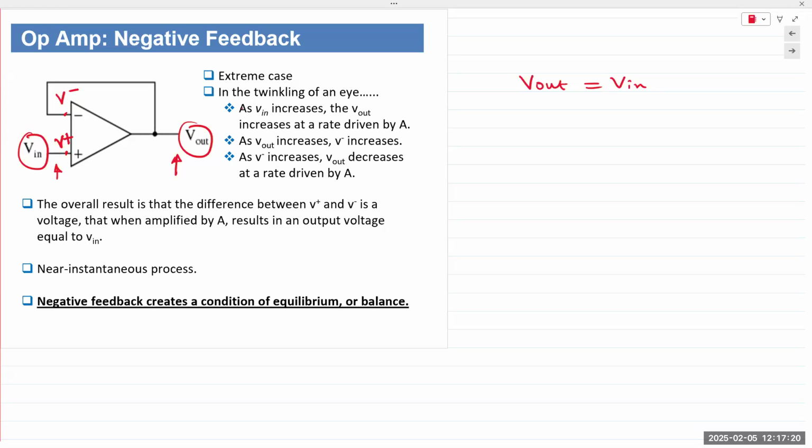So since V out is equal to V in, we say, let's say as V in changes, V out changes correspondingly. So V out is effectively following input V in. Hence, this circuit is also known as a voltage follower.